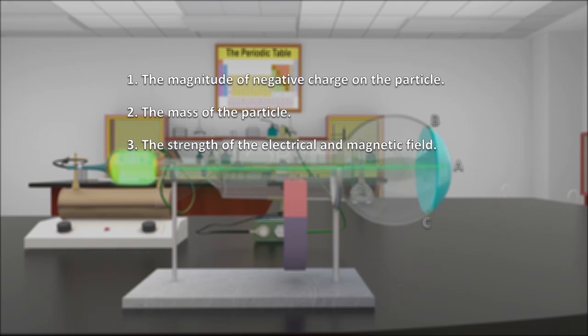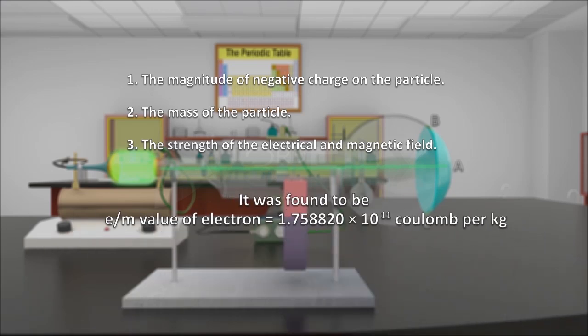Thomson calculated the charge-to-mass ratio of an electron by accurately measuring the deflection of electrons when varying strengths of electric and magnetic fields were applied. His efforts culminated in measuring the charge-to-mass ratio of an electron, which was found to be 1.758820 × 10^11 coulomb per kg.